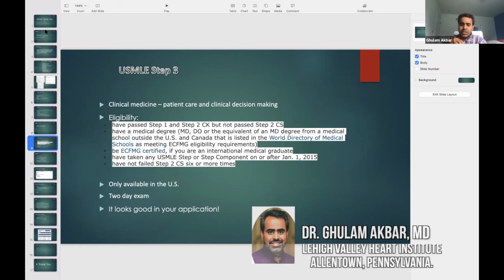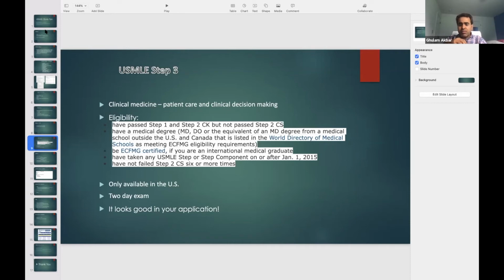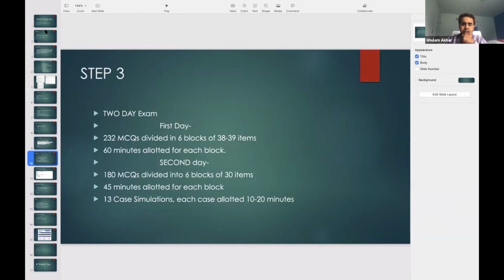And you have not failed Step 2 CS 6 or more times. So if a person 3 years ago or 2 years ago has taken Step 2 CS and has failed 6 times or more, he is not eligible to take Step 3, even though Step 2 CS is not required anymore, but it would apply to that scenario. Step 3, as you know, is available in the USA only. It's a 2-day exam, and it's good to have it in your CV when you apply.